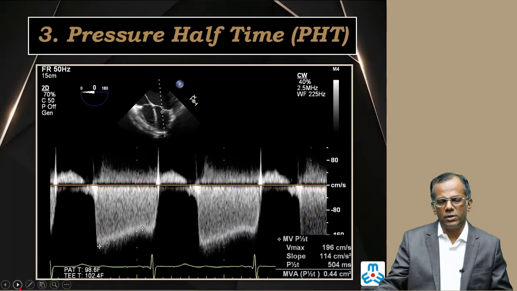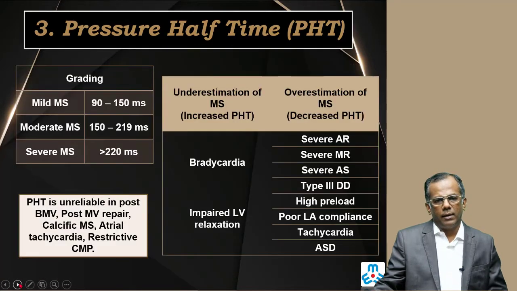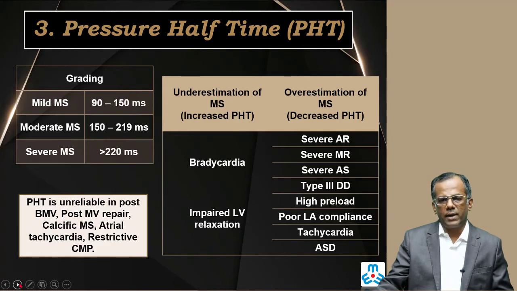Now, you'll have to get a continuous wave Doppler tracing across the mitral valve, and you'll have to place one cursor at the peak gradient and the other cursor just before the start of the A wave. The slope between the cursors is the deceleration slope, and the machine calculates the mitral valve area from the pressure half time. The pressure half time can also be used for grading of mitral stenosis, and any pressure half time greater than 220 milliseconds is severe mitral stenosis.